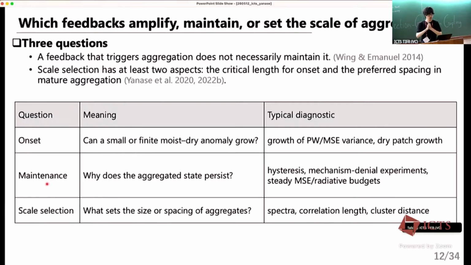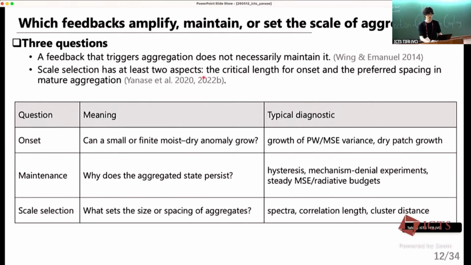And scale selection means: what is the scale of the aggregated cluster, and what is the physical mechanism determining the spacing? So that's related but a bit different. The feedback that triggers the onset of aggregation does not necessarily maintain it. And the scale selection is also related to the physical feedback, but a bit different.